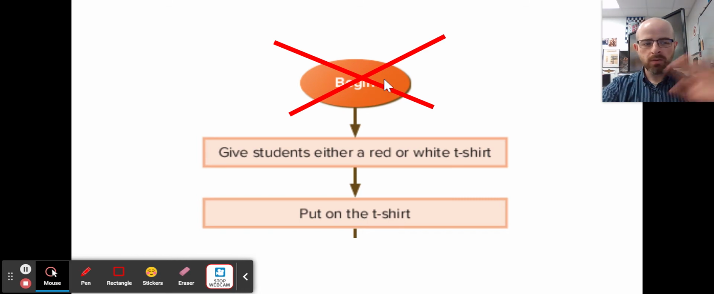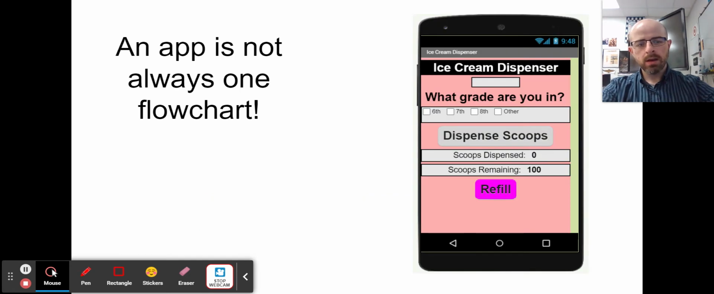So we are never, ever again, the rest of computer science, using the word begin as the starting event in our algorithm. There's a big misconception that your entire app is going to be one flowchart, but that is not the case. This app right here, I have 2 buttons. I have my refill button and my dispense scoops button, and those would be 2 different starting events, therefore 2 different flowcharts. So keep that in mind as we go.